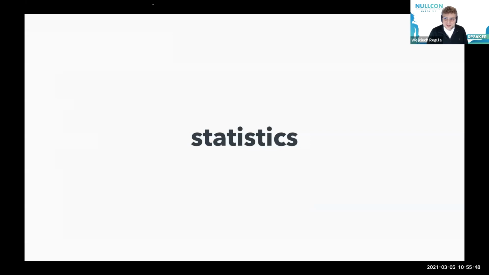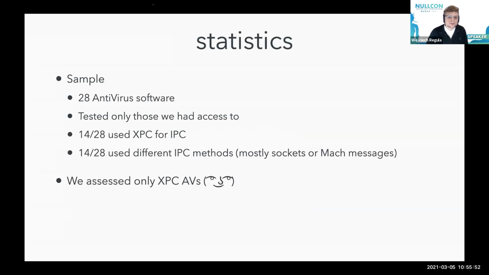All right, so now the statistics, the results of our research. Our sample was 28 different antivirus software. The important thing here is that we only tested those we had access to. We didn't have access to every possible antivirus on macOS because some of them are closed and not easily accessible. So please keep it in mind.